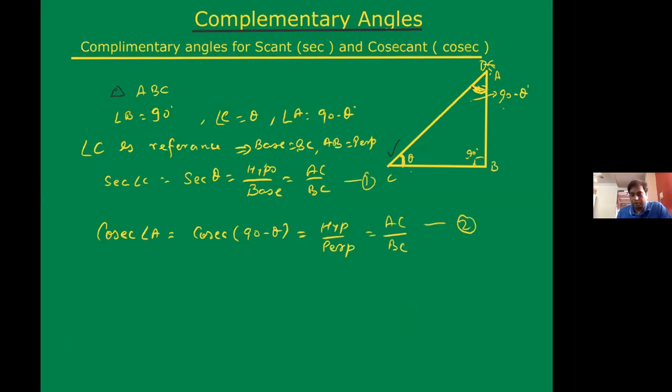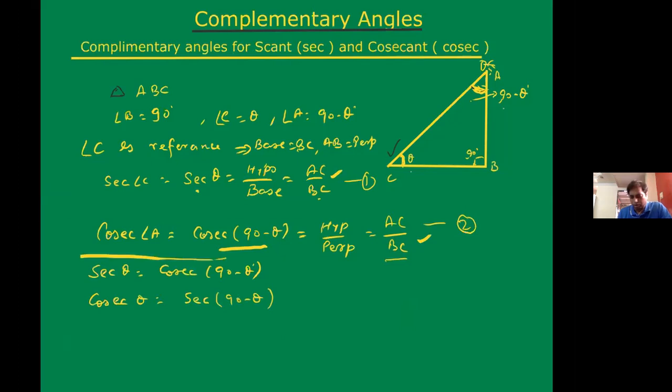With the two equations, we can say that sec theta equals AC by BC, and cosec 90 minus theta equals AC by BC. So these two are the same. I can write sec theta equal to cosec 90 minus theta. Similarly, I can write cosec theta equal to sec 90 minus theta. So both are possible.